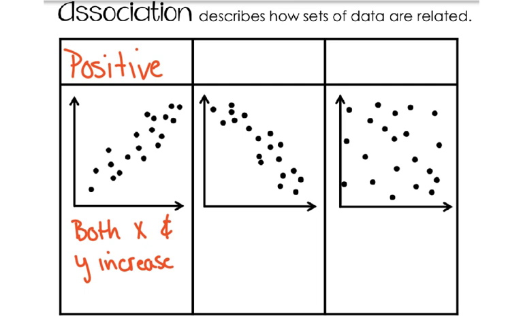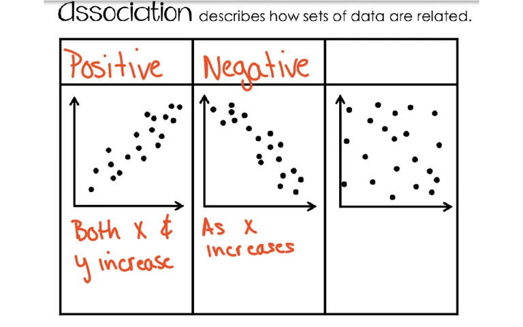We also have negative association, which means that as X increases, Y decreases. So we can see the coordinates here are moving in a negative direction.